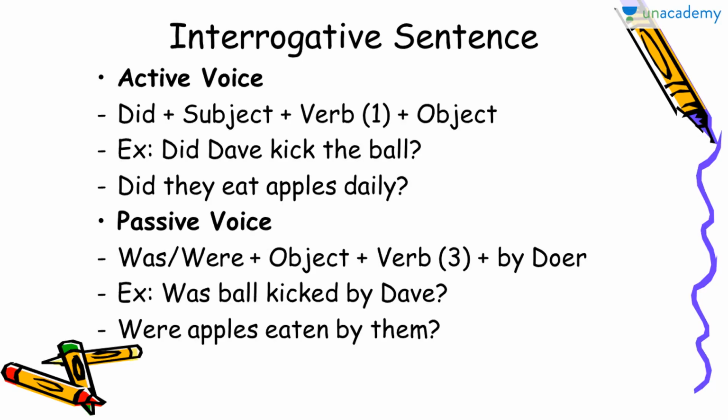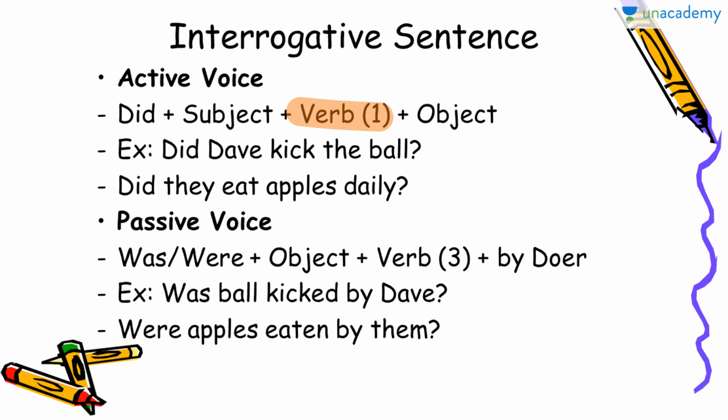Now let's see interrogative sentences. The first category of interrogative sentence is when the answer is just yes or no. In active voice, we will start with did, which shows that the sentence is in simple past tense. Then the subject, the one who is doing the action. Then the verb, first form again, and then the object. Did is already there to tell that the sentence is in past tense. So the verb form will be first when we are making any interrogative sentence.